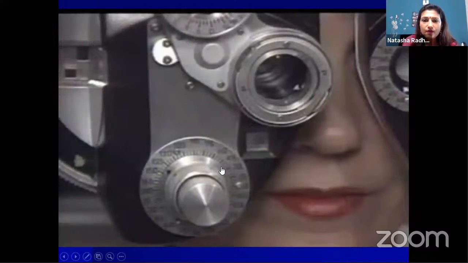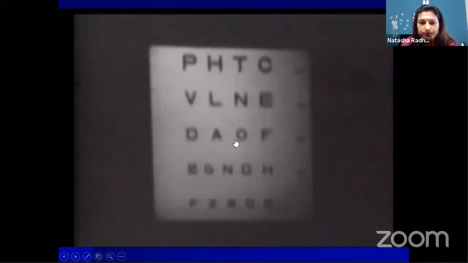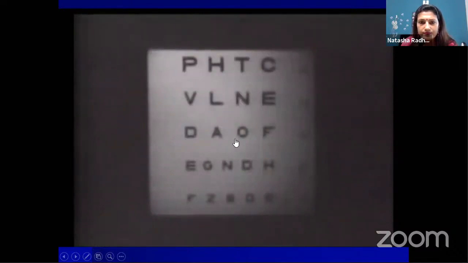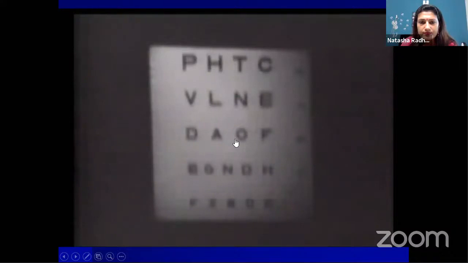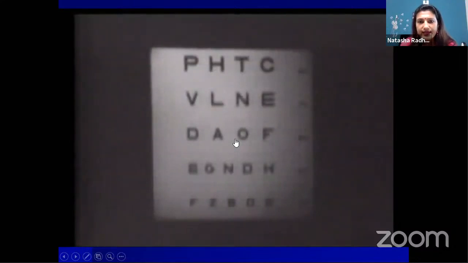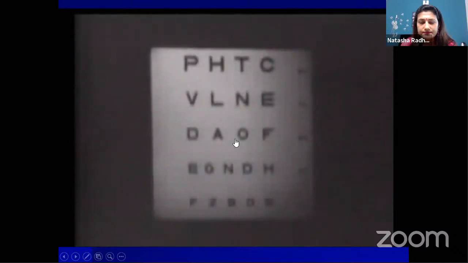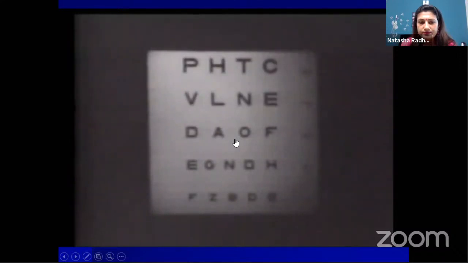Now let's see this small video which shows what it looks like from the patient's point of view. Let's see the same sequence from the patient's view. Which is better now, 3 or 4? 3 or 4? 3. So the patient says 3 is better. So now that power is given, and again the flip positions are tried. They're about the same. 5 or 6? They're about the same. Good.